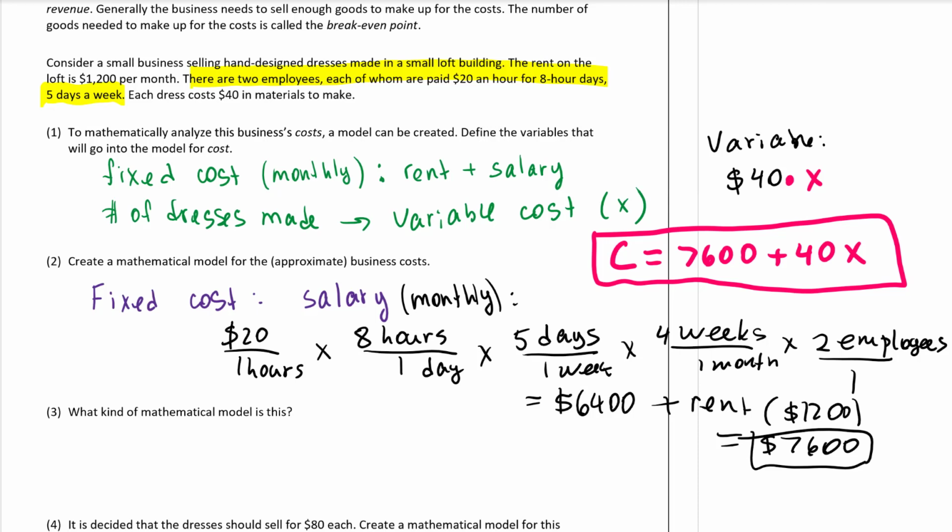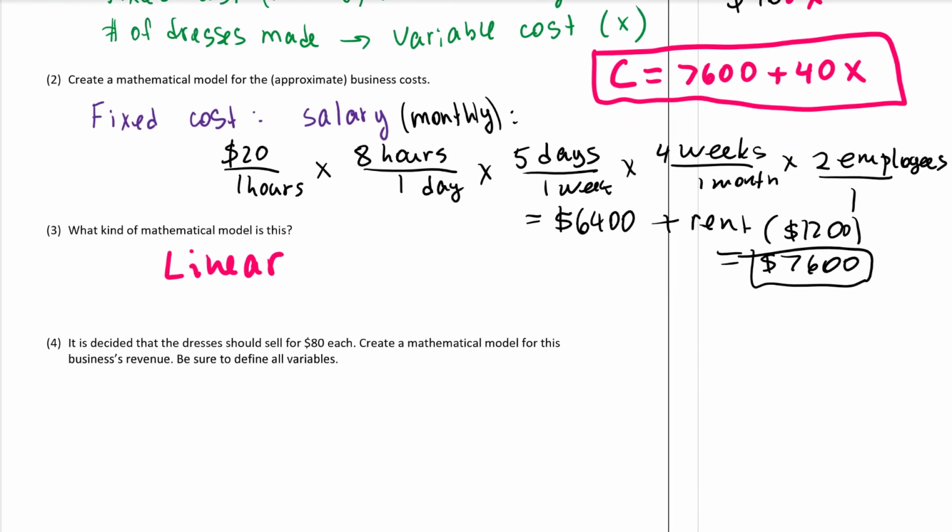make some profit. What kind of mathematical model is this? Well, we haven't seen any other models yet, so this is a linear model. All right, it's decided that you will be selling each dress for $80. Create a mathematical model for this business revenue.